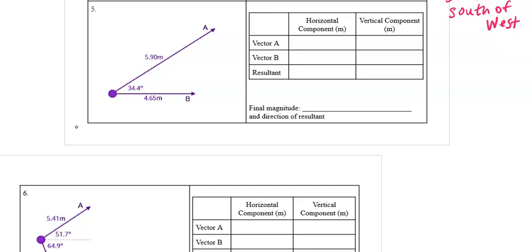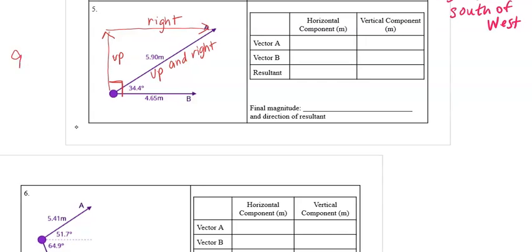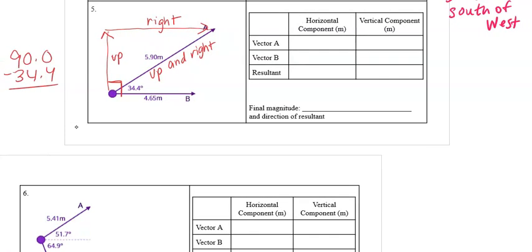Okay, let's look at number 5. This was the one that we saw in class. I'm going to get the same answer that they did. Notice that it's going up and to the right, so my components have to be up and right.